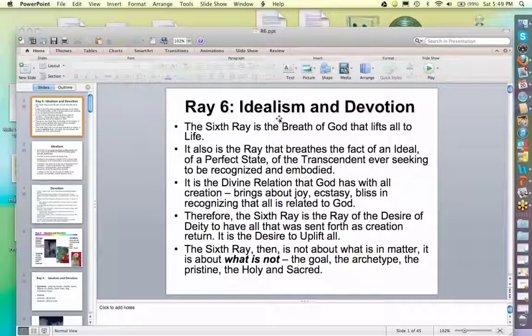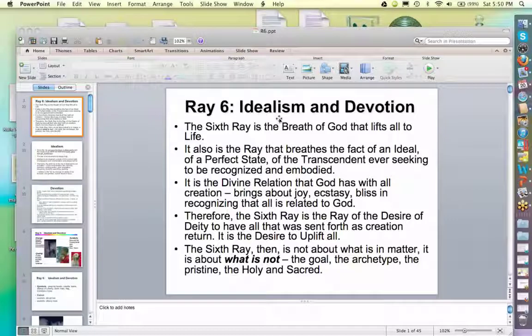It's outside of self. It is the divine relation that God has with all its creation. In that regard, it brings joy, it brings ecstasy and bliss in recognizing that all is related to God. The sixth ray, therefore, is the ray of the desire of deity to have all that was sent forth as his creation return back to the source. And how does it do that? It is the desire to uplift all back up. It's a big, tall order to uplift all back up.